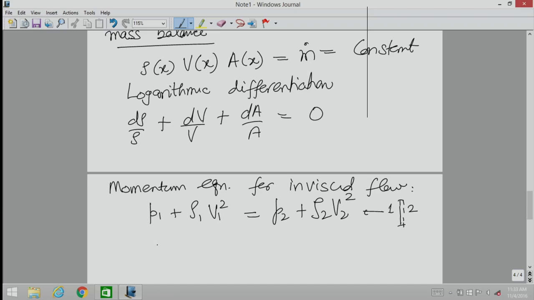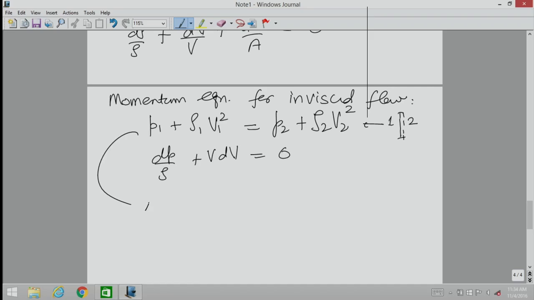And if I differentiate this, what I will get is dP upon rho plus V dV is equal to 0, because this is going to lead to P plus rho V square is equal to constant, and when I differentiate this I get dP plus rho 2 rho V dV. There's a 2 also, where did the 2 go? dP by rho. Am I missing out something? No.